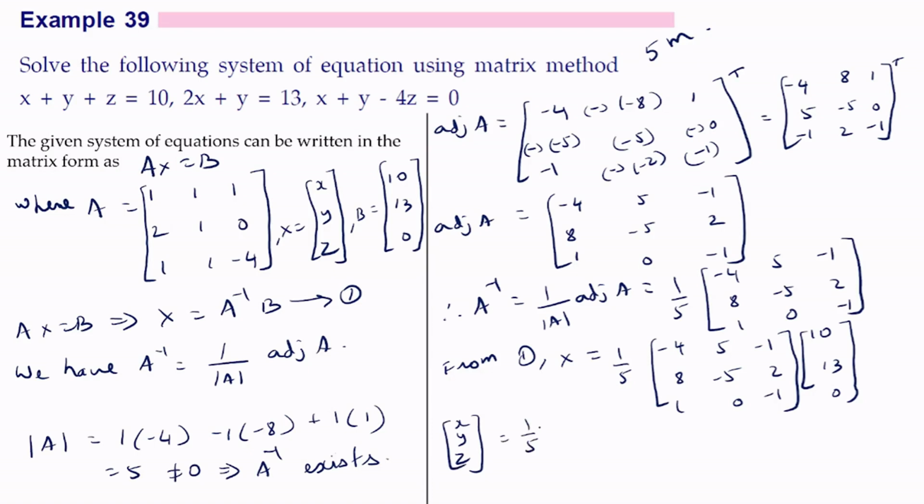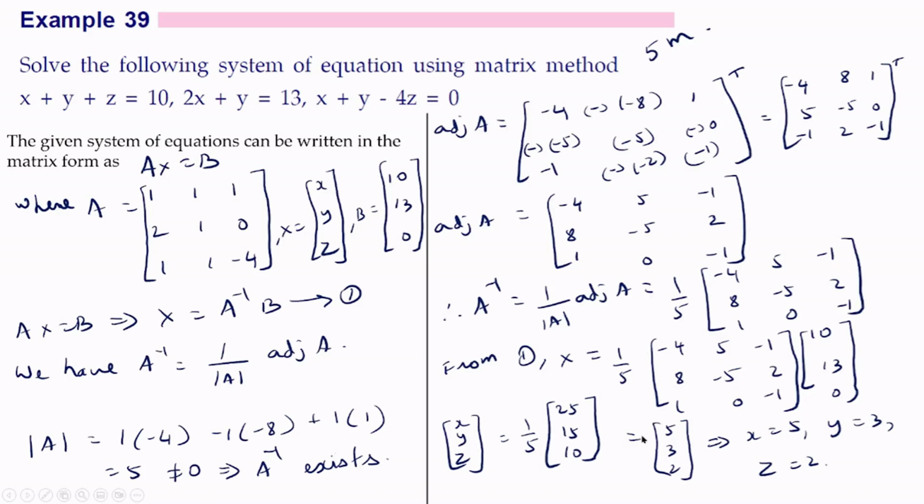So this is equal to 1 by 5 into, here it is minus 40 plus 65, which is 25, and here it is 8 into 10, 80, minus 5 into 13, 65, which is 15, and here it is 1 into 10 plus 0 plus 0, so it is only 10. So this is equal to 5, 3, 2. So we got the variable matrix x, y, z as 5, 3, 2, which means x is equal to 5, y is equal to 3, and z is equal to 2.